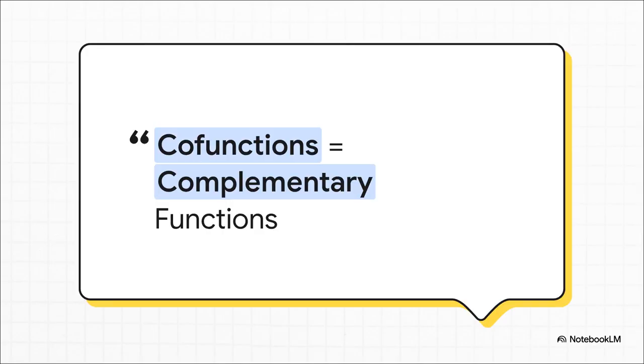So if there's one thing you walk away with today, let it be this. The co is your clue. It means complement. Cofunctions are just complementary functions, and once you know the code, you can't unsee it. Makes you wonder what other secrets are hiding in plain sight in the language of math.